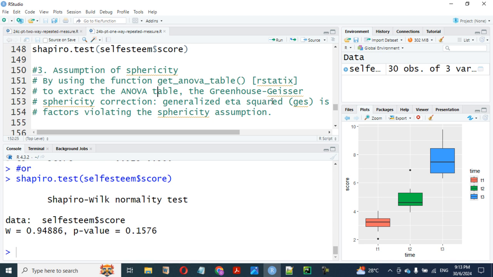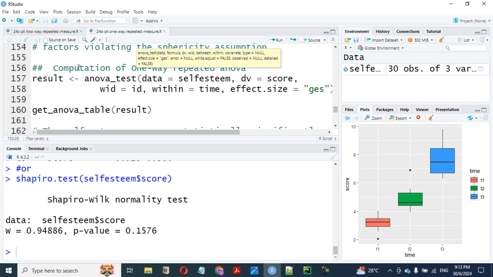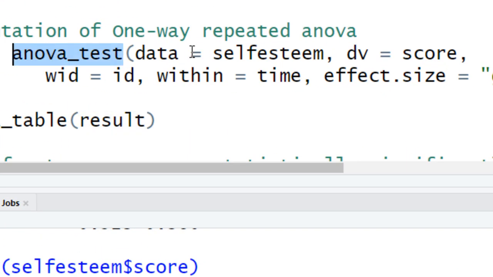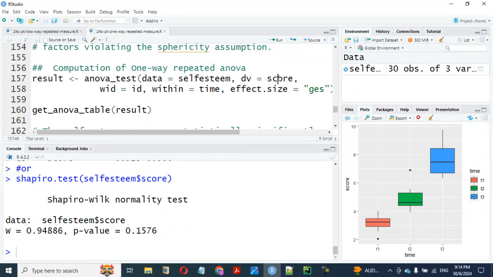All right, so let's go ahead and compute the one way ANOVA repeated measure. So let's just call it result. ANOVA test, we pass our data, call self-esteem, our DV. We call it DV, simply means dependent variable. Don't be confused. Dependent variable, DV. All right, so we pass it here, and don't forget that is score. Okay, our independent variable is our factor variable. Take note, which is our time.